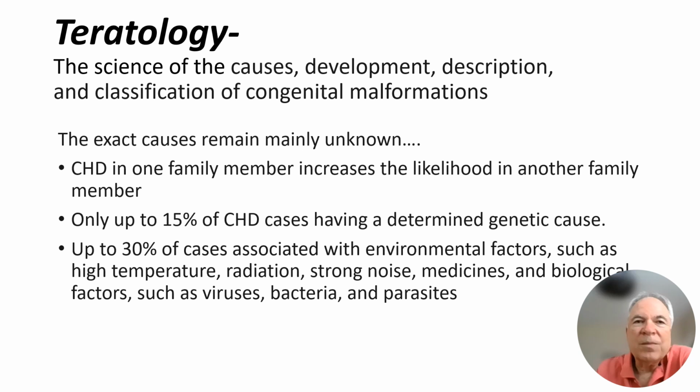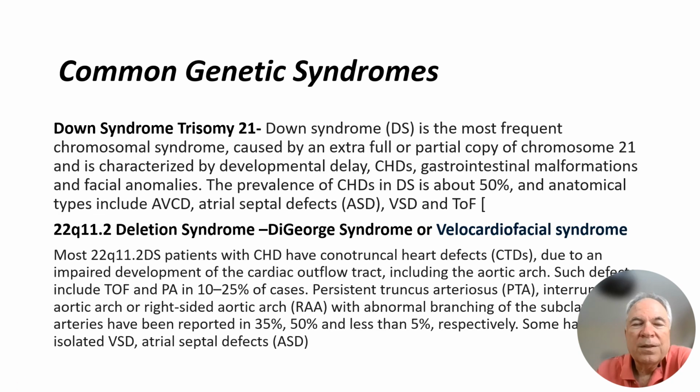And we're going to go into this in a little more detail now: some of the causes of congenital heart disease. From a genetic point of view, there are two common genetic syndromes associated with cardiac defects. There are a few others on top, but these are the two main ones. One is Down syndrome, otherwise known as trisomy 21. It's the most common chromosomal syndrome, characterized by developmental delay, congenital heart disease, gastrointestinal malformations, and facial abnormalities.